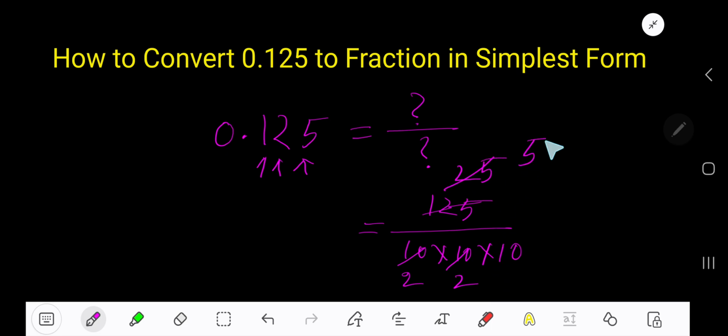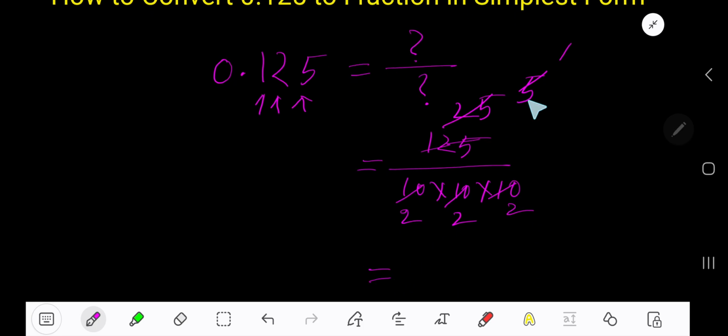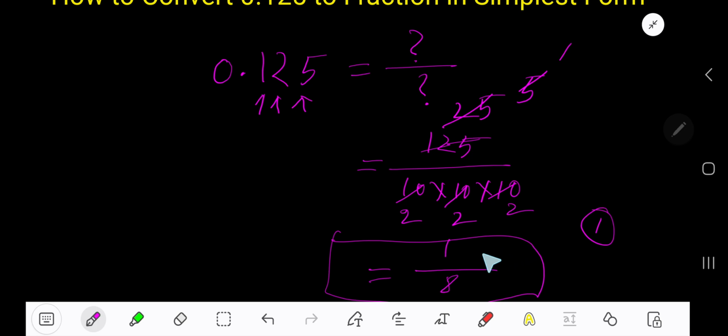You will get here 5. Again, this is divisible by 5, you will get 1. This is divisible by 5, you will get 2. So basically, you are getting 1 over 2 times 2, 4, 4 times 2, 8. There is no common factor between 1 and 8 besides 1. So we can say that this is the simplest form, lowest term or reduced form.